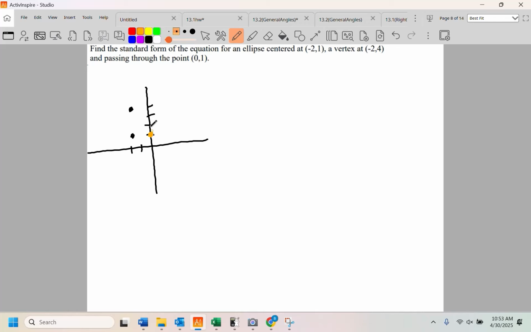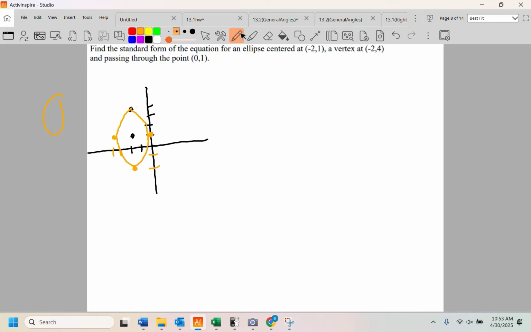So, if I have an endpoint 3 units above, I have to have an endpoint 3 units below. And your ellipses, they have symmetry, right? So if I have something 2 to the right, I have something 2 to the left. Symmetry, kids. There's what my ellipse looks like.